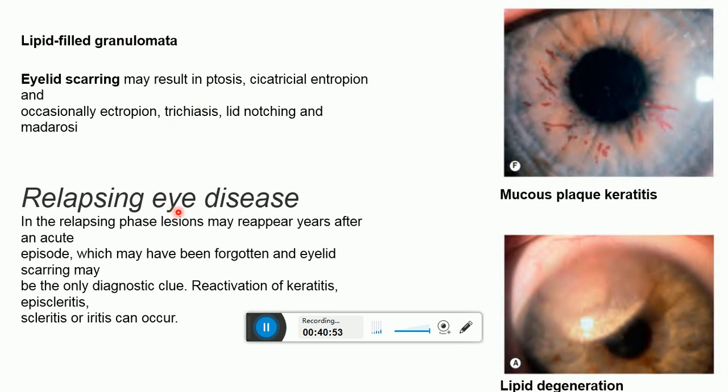Relapsing eye disease. In the relapsing phase, lesions may reappear years after an acute episode. The episode may have been forgotten, or eyelid scarring may be the only diagnostic clue. Reactivation of keratitis, episcleritis, scleritis, or iritis can occur.